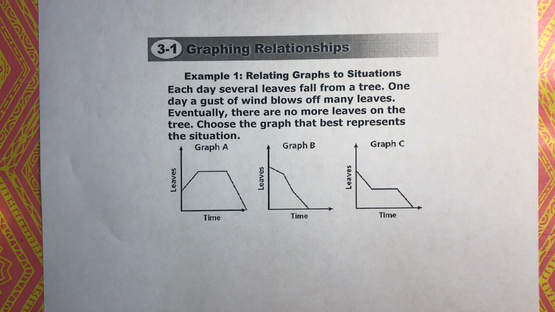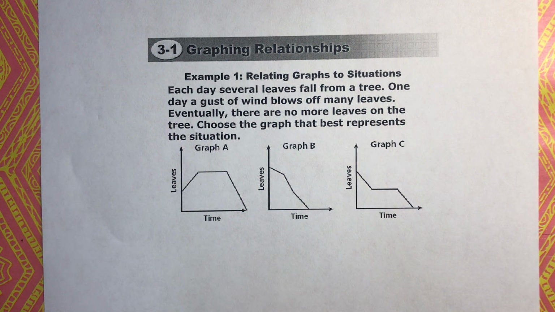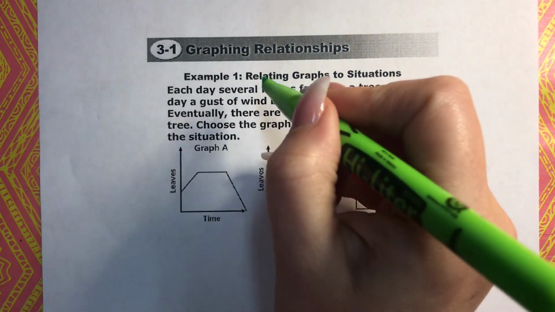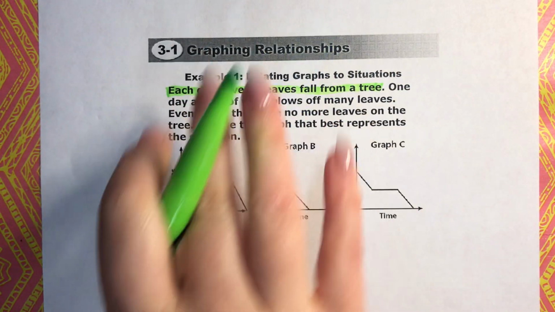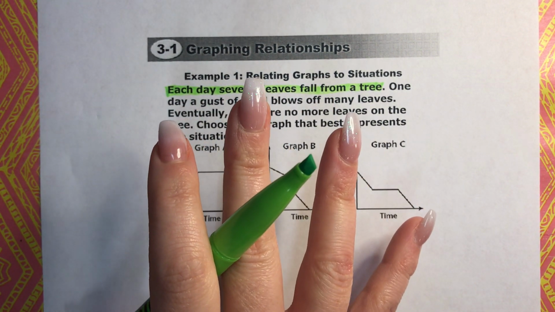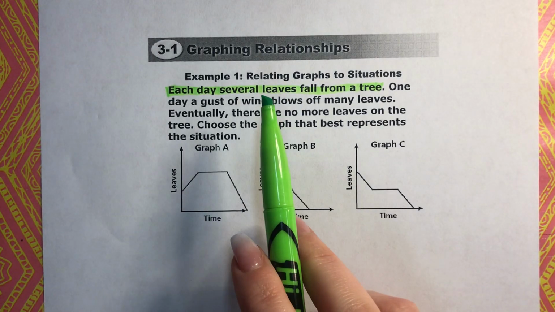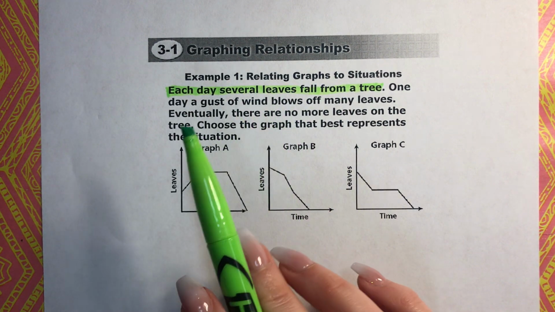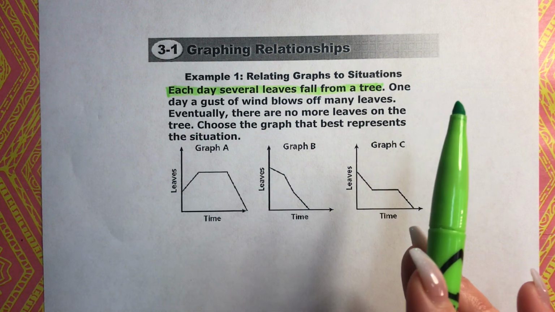So let's go ahead and highlight the key pieces of information in this particular application. It says each day several leaves fall from a tree. I think what that would mean is that we have all the leaves on the tree, right? So that's kind of like the maximum amount of leaves. You've got all the leaves on there, and then what's happening is a couple leaves at a time, the amount of leaves is starting to fall, all right?